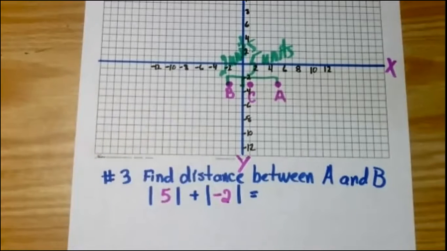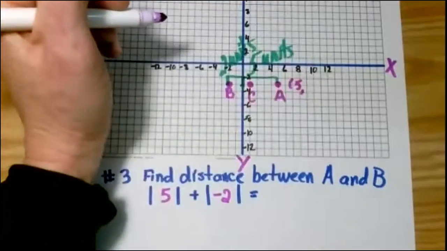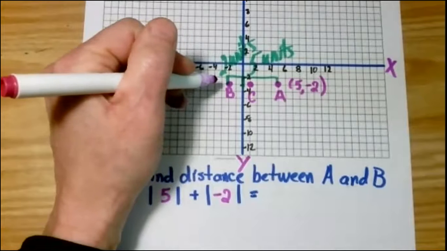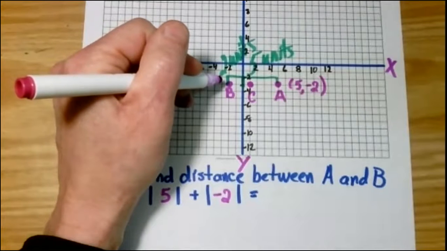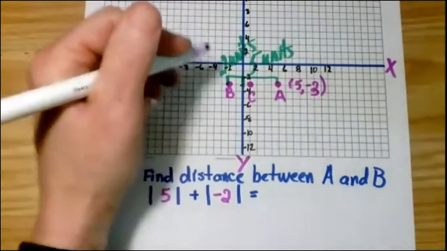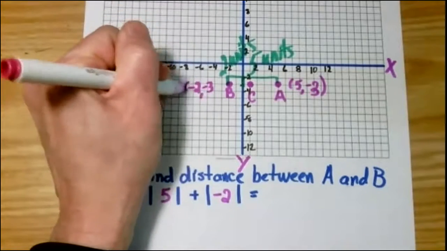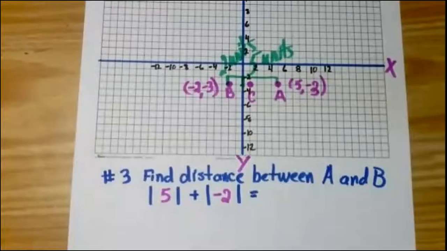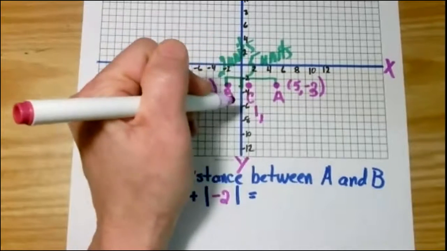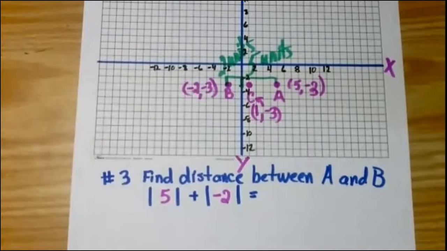So actually, let's put the points in here. So this is 5, -2, just so you can see where the numbers are coming from. B is -2, -3. That's for B. C is point 1, -3. That's for C. Okay, so now we got our coordinates in there.